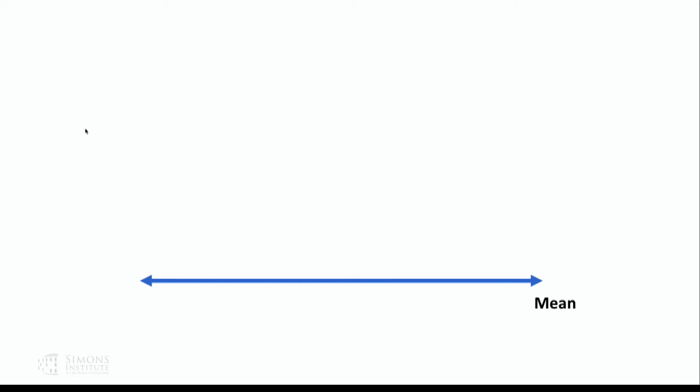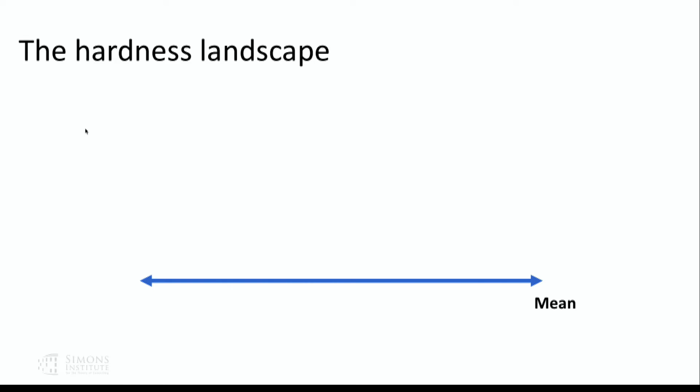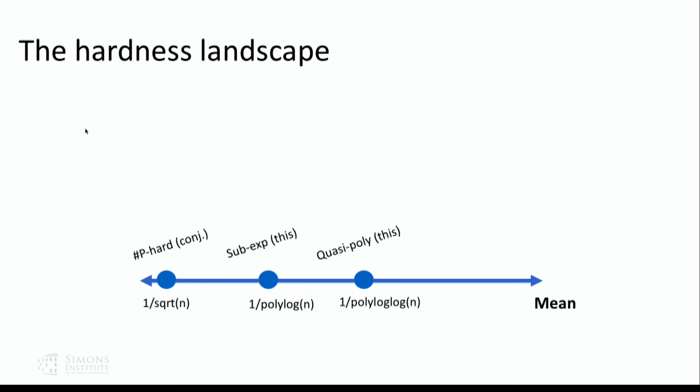So to recap, here is the hardness landscape for the permanent with respect to the mean of the ensemble. If the mean is 0, it's conjectured to be hard to approximate. There should be a threshold for the mean such that the hardness is the same as for zero mean. It turns out that if the mean is 1 over the square root of n divided by some large enough constant, then the values are within multiplicative factors of each other, so here you have this conjecture to be hard. If you increase the mean to 1 over poly log n, you get a sub-exponential time algorithm. And if you increase the mean to 1 over poly log log n, you get a quasi-polynomial time algorithm. So these were the main results of this work.